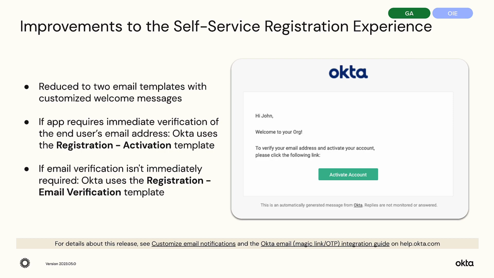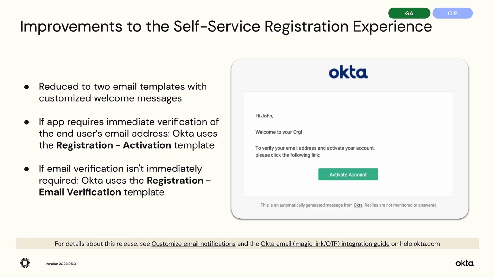Improvements to self-service registration experience. Earlier versions of the self-service registration flow used a complicated array of templates to send activation emails to end users. The simplified SSR flow reduces this to only 2 email templates with customized welcome messages.